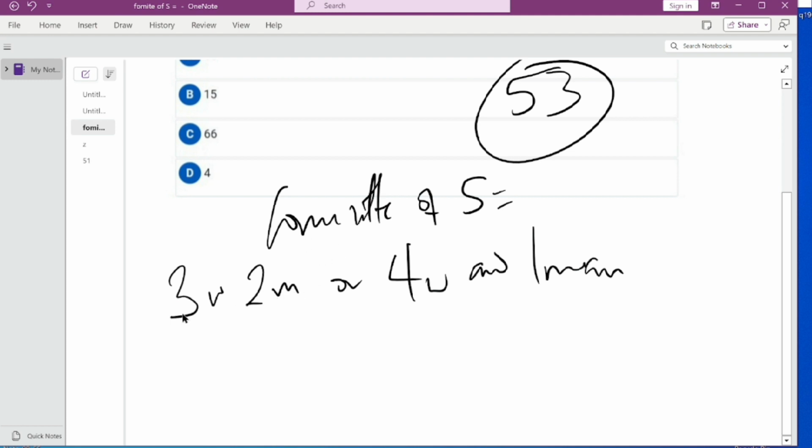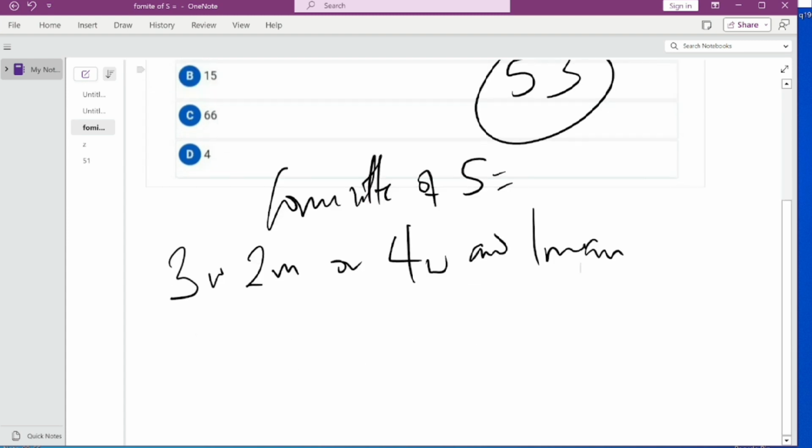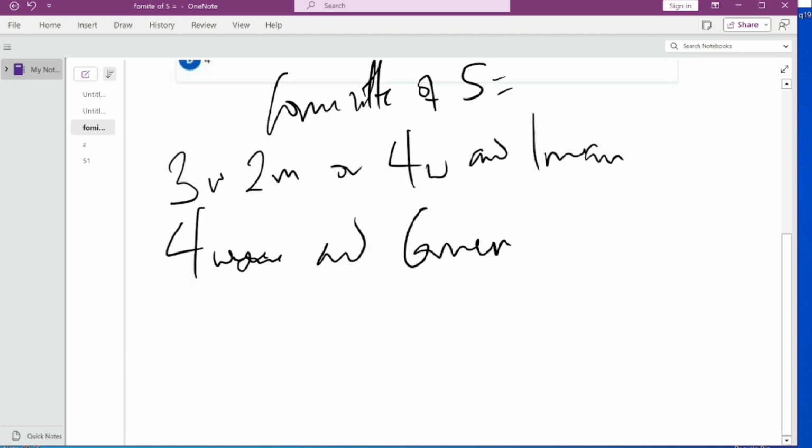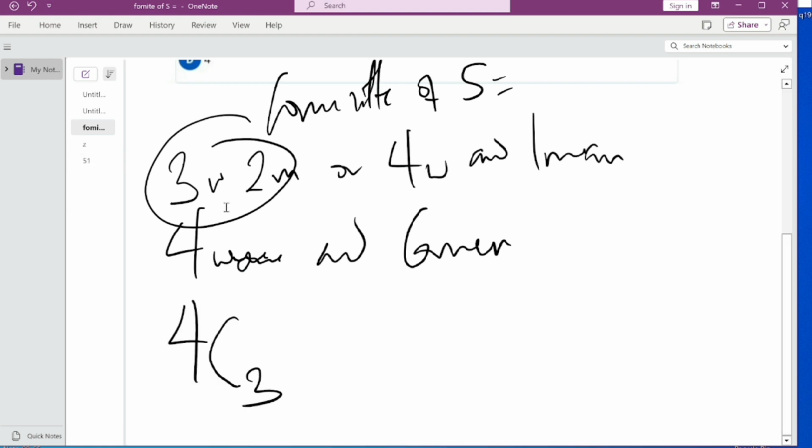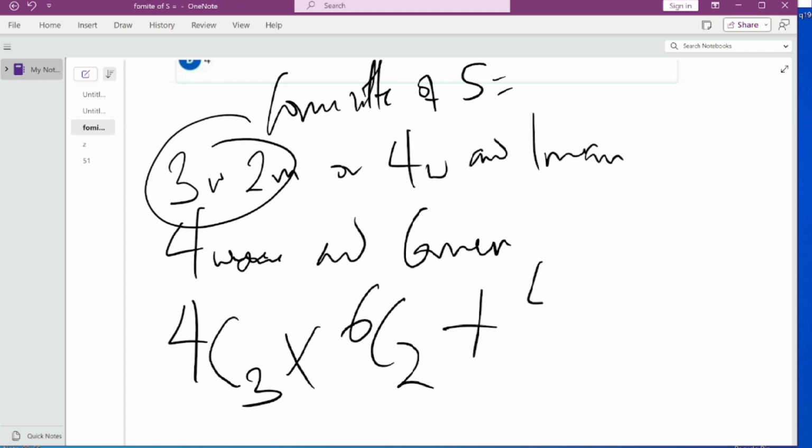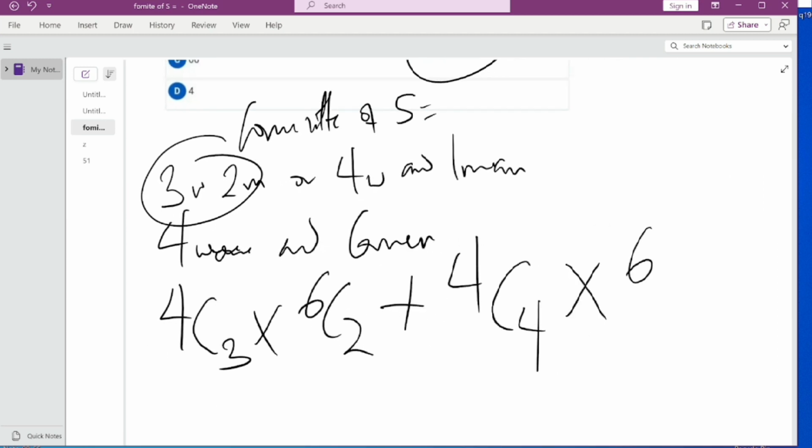So, since you have 4 women in total and 6 men, for the first part where we have 3 women to 2 men, it will be 4 combination 3, since there are 3 women to be chosen out of 4 women, times 6 combination 2, since 2 men out of a total of 6 men. The word "or" there means plus. For the second part, we have 4 women, so it's 4 combination 4, and out of 6 men we're taking 1.